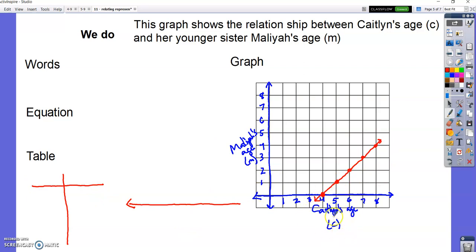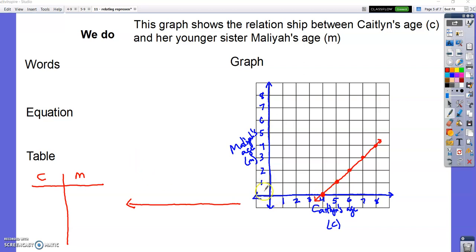Caitlin's age is on the bottom, so they're using that as the independent variable. So I'll put it on the left. Malia's age is the dependent variable, and it goes there. So let's make sure I read this correctly. When Caitlin's age... no, I'm backwards here. I might have made this graph backwards. Hang on, I'm going to pause and look at it. I may have to change it. No, I did it right.